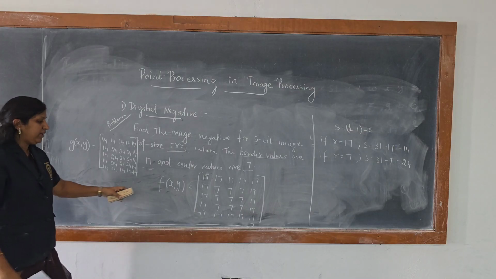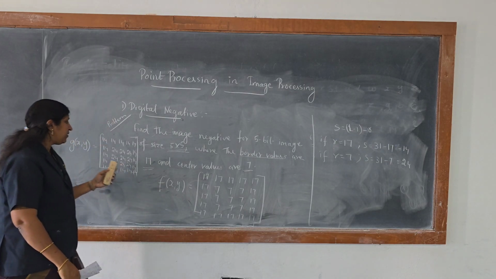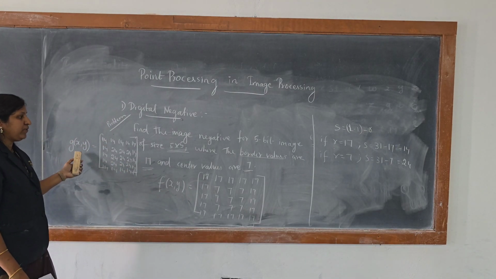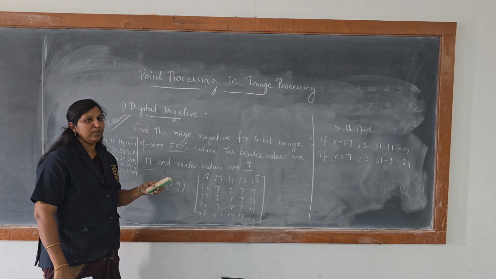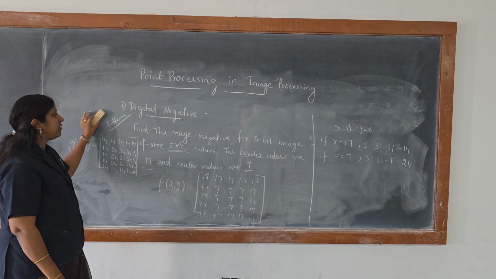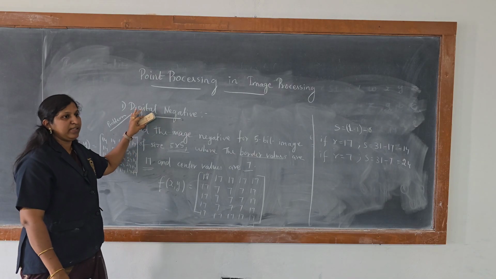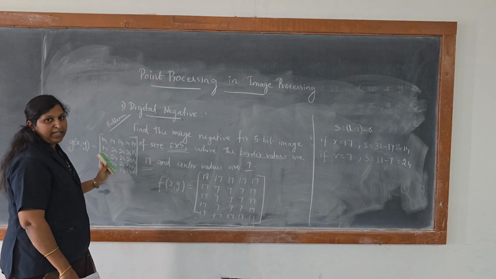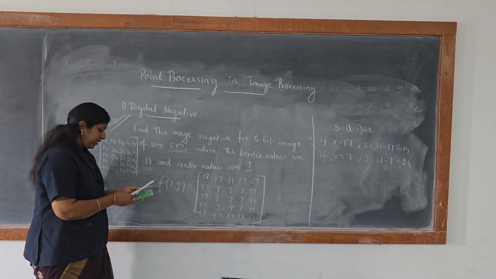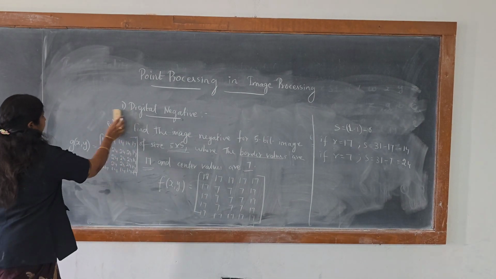Okay, so for this input matrix, we got the modified output matrix using the formula S is equal to L minus 1 minus R. This is the concept of digital negative. In digital negative, we are modifying the input image into the negative form. Okay, so the second method is thresholding.